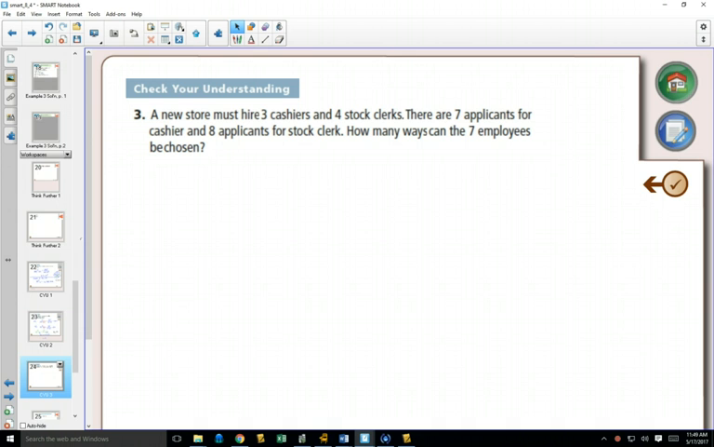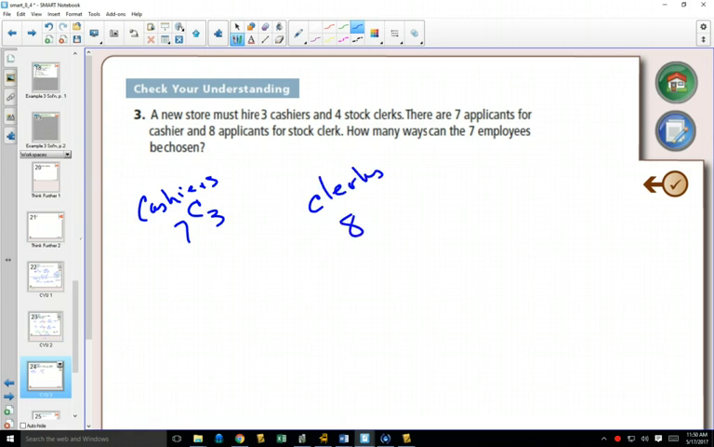Well, the question that comes up in this one, does it make sense that for the cashiers, there's 7 applicants and we need to choose 3 of them. The order would not matter. And for the clerks, there's 8 applications and we need to choose 4 of them, and the order doesn't matter. What are we going to do with these 2 numbers? 7 choose 3 is one number, 8 choose 4 is another number, and you have a decision to make.